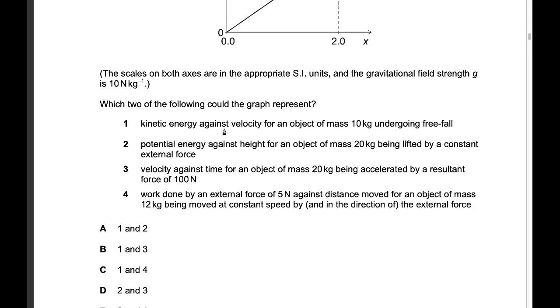Well, kinetic energy against velocity, it definitely isn't that one, because if I use the formula for kinetic energy, mv squared divided by 2, I can see that it's actually proportional to v squared. So it's not proportional to v, it's proportional to v squared. It wouldn't even be a straight line. Okay, so it's not 1.